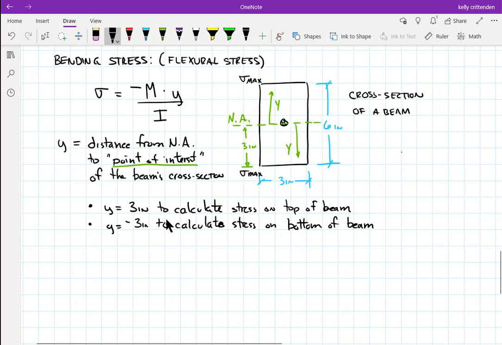And so I can put any number between 3 and negative 3 into this equation for y. And the number I put determines where exactly I'm calculating the stress on this cross section. Most of the time, I either want the top or the bottom of the beam. M and I are not as obvious. So let's talk about I first.